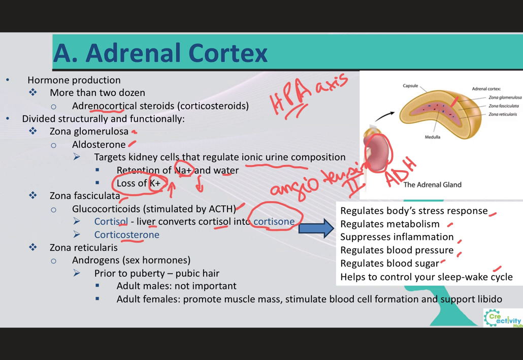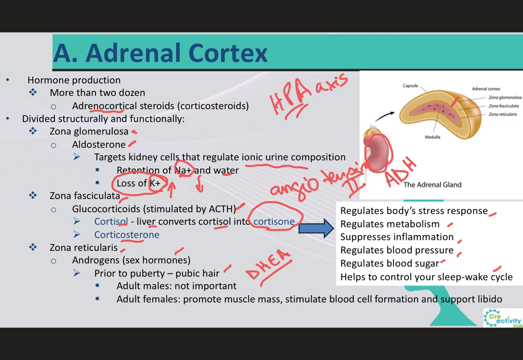Lastly, we have the zona reticularis, which is the smallest of all the zones, and normally it secretes small amounts of sex hormones, which in this case are the androgens. Remember that the most common androgen is testosterone. However, in the adrenal gland, the androgen that is most commonly released is the hormone called dehydroepiandrosterone, or DHEA.